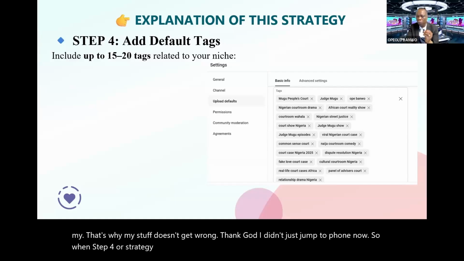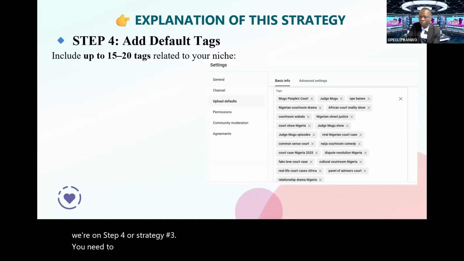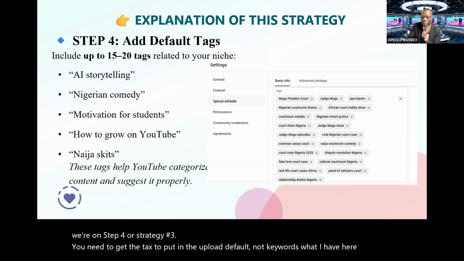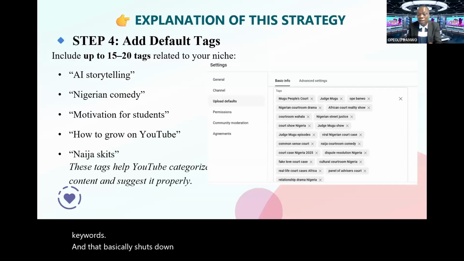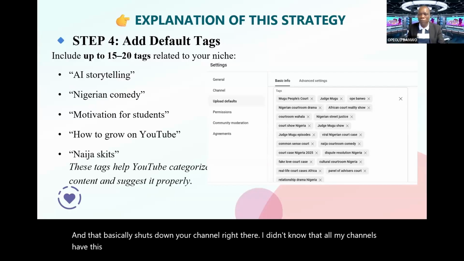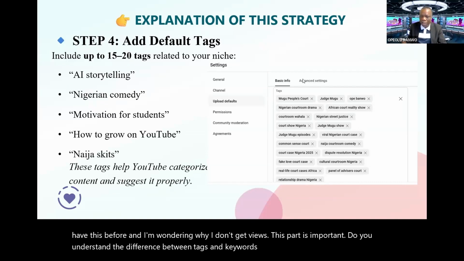You need to get the tags to put in the upload defaults, not keywords. What I have here is keywords. And that basically shuts down your channel right there. I didn't know that all my channels have this before. And I'm wondering why I don't get views. This part is important. Do you understand the difference between tags and keywords now? Even if you don't, just know that there are 2 different things.